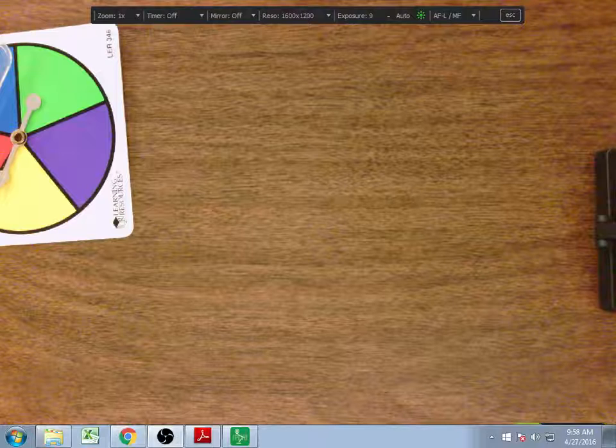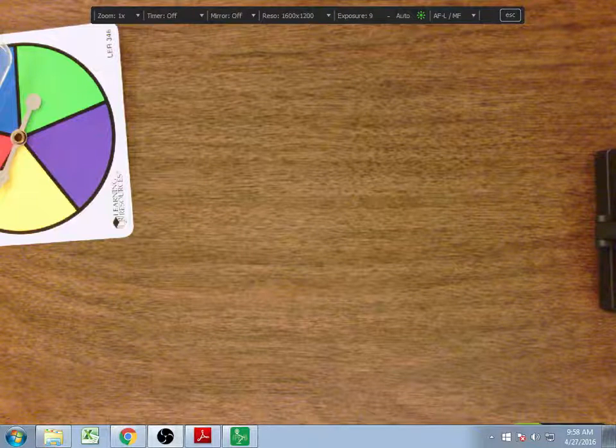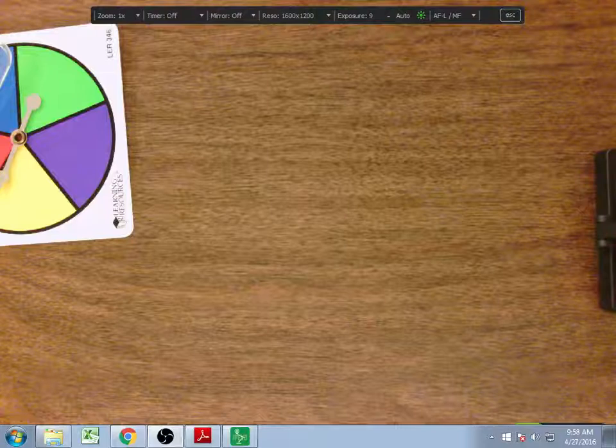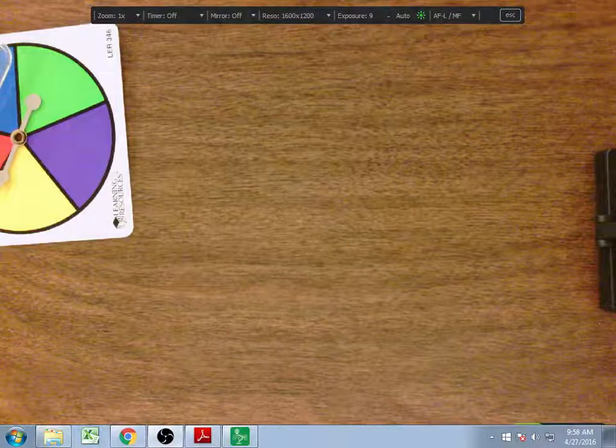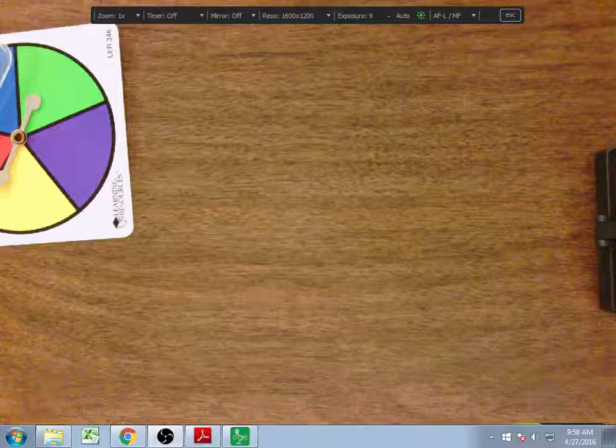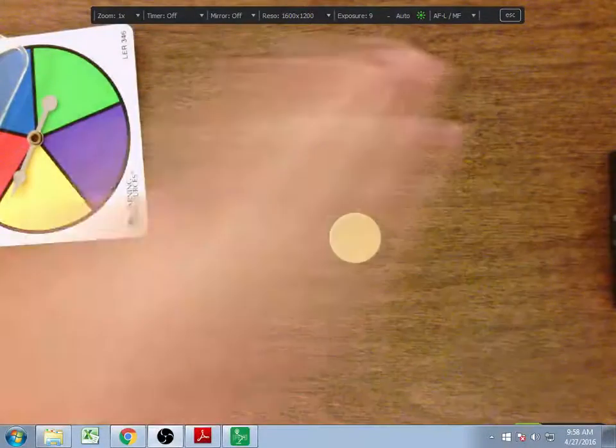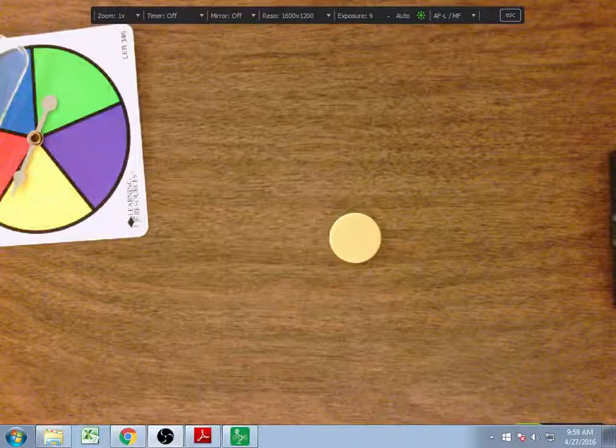It's like flipping a coin. It's going to be tan. Tan? That was gnarly. Okay, that flipped way faster than a quarter does. It's red. Zach wins.